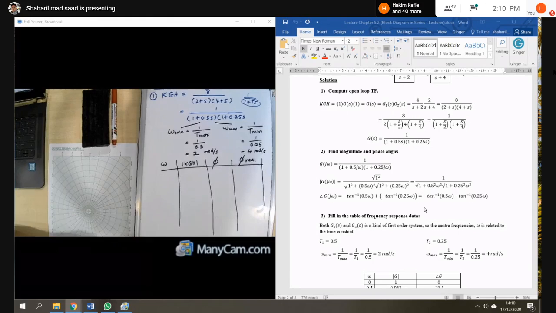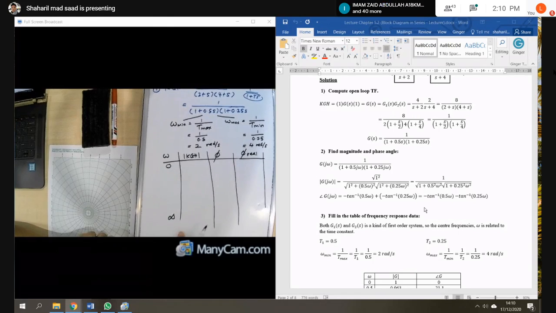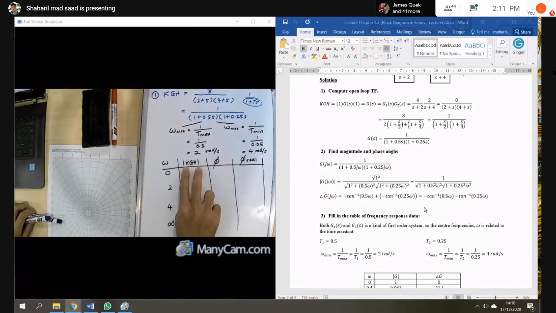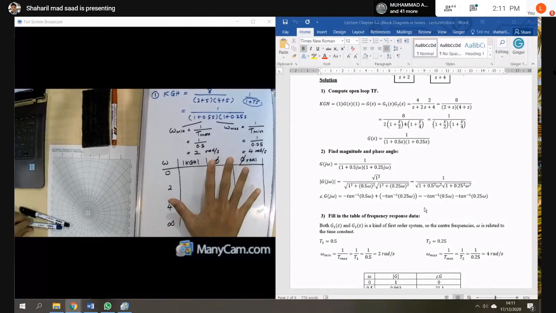Now we are going to see omega from 0 until infinity here, but this is only our guideline, 2 and 4. So we can put 2 here, and we can put 4 here. This is the magnitude, this is the phase angle, and this is the real phase angle that you are going to plot. Why I put it like this, I will explain later. So is this clear?